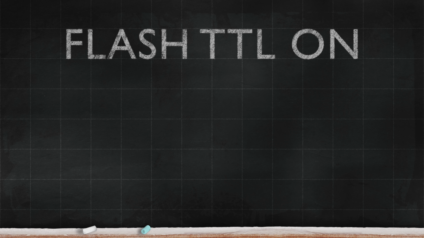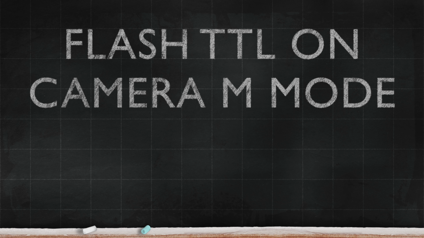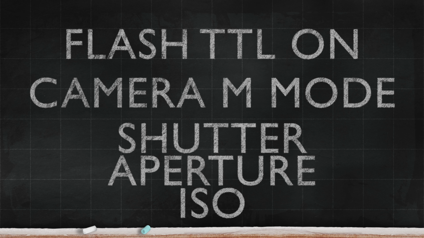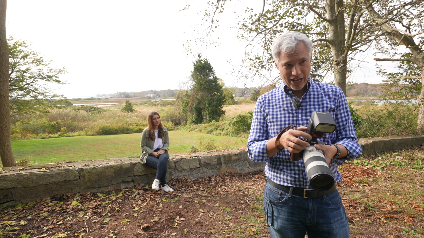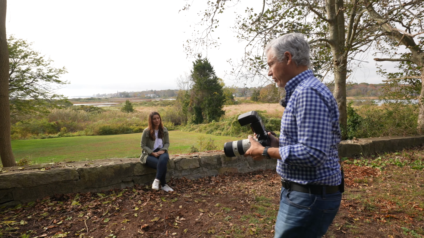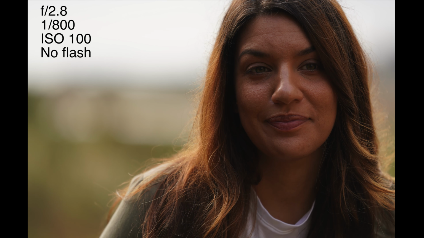If your flash supports TTL, put it into TTL mode. Then put your camera into manual mode, and if you're comfortable adjusting your manual settings, then dial in your shutter speed, aperture, and ISO to get the background exposed the way you want. Ignore your foreground subject completely, just get the background properly exposed. So first let me get a test shot without the flash, just properly exposing the background. For me, in this lighting, I was at 1/800th, ISO 100, and f2.8.